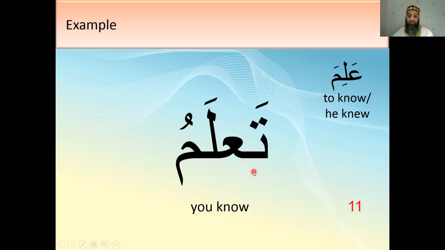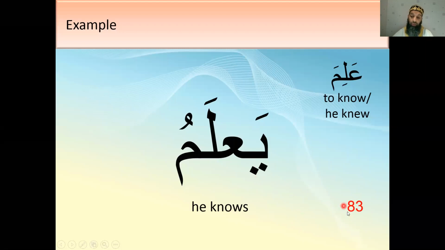So ta'lamu, you know. Ya'lamu, he knows. And this is why I put these two examples in here, to show you this is what I want you to learn. Ta is you, ya is him. So ta'lamu, you know. You have ilm, you have knowledge, you know. And ya'lamu is he knows.